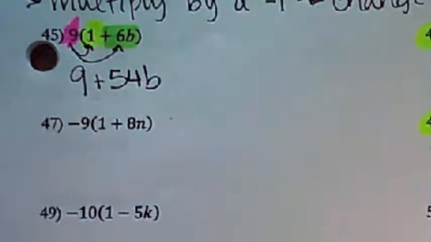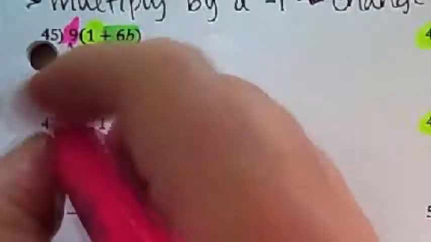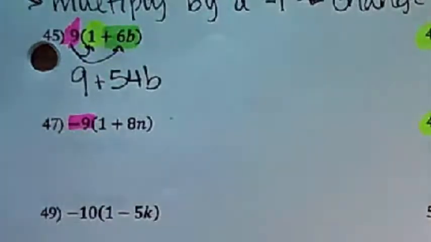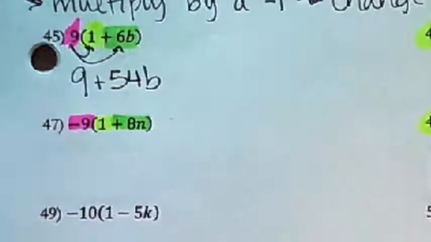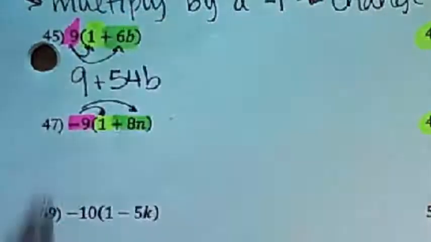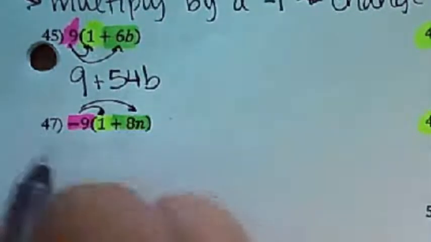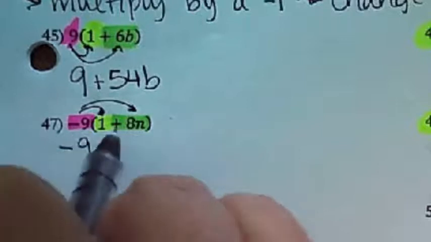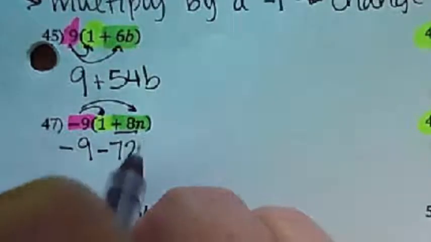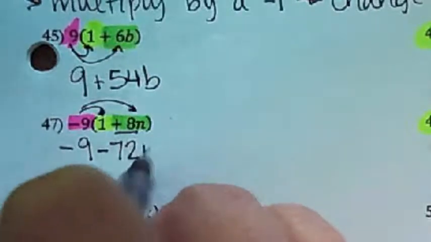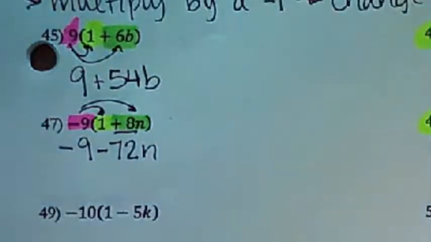Now take a look at 47. This time we're going to distribute a negative number. We're going to distribute a negative to a +1 and a positive 8n. No sweat. Distribute, distribute, we got this. -9 times a +1 gives me -9. -9 times +8 gives me a -72. And there's nothing being multiplied by the n, so it just comes along for the ride. It's still being multiplied. That's why we wrote it right next to each other. Okay, but it's not going to change.